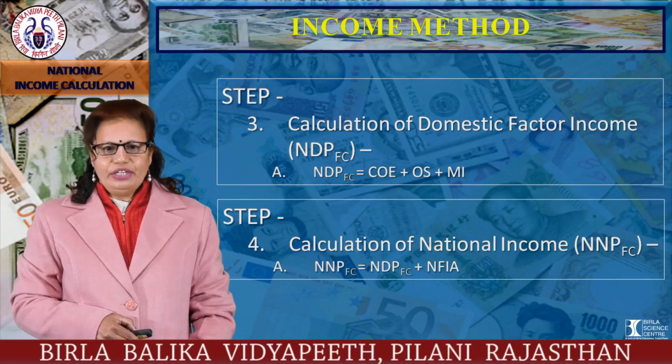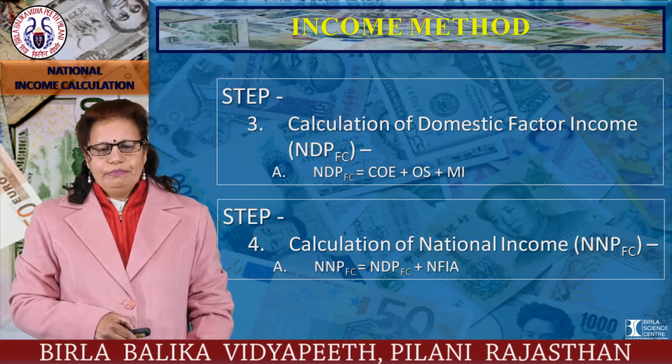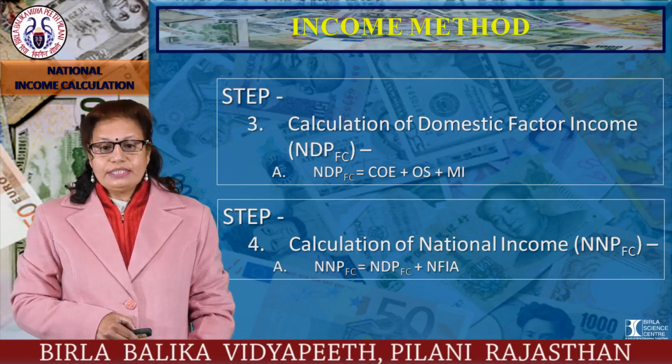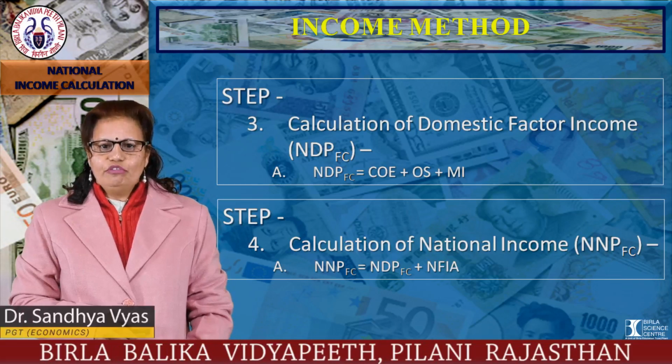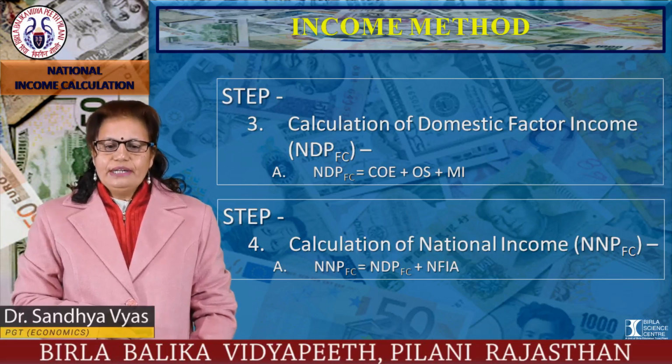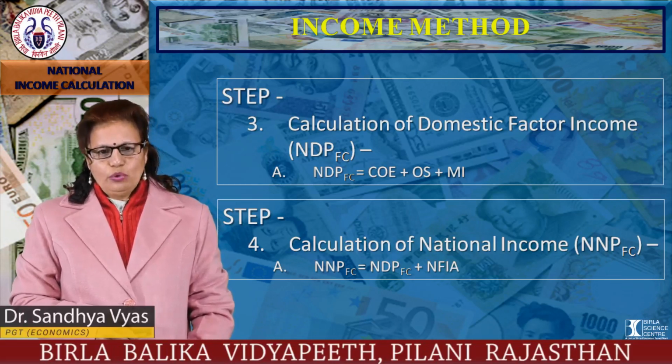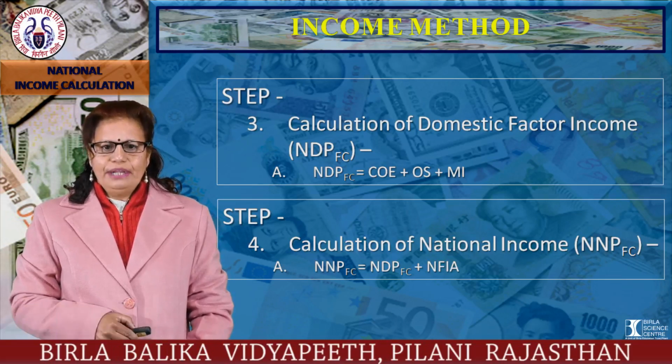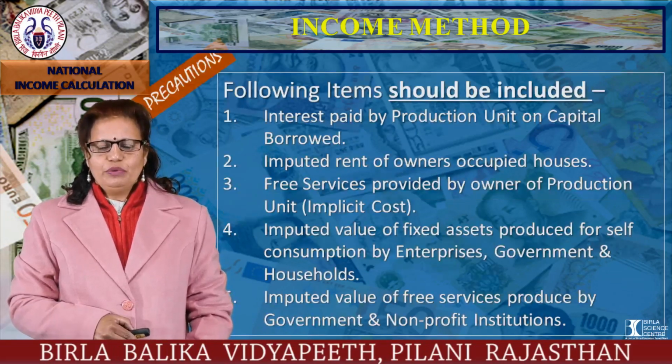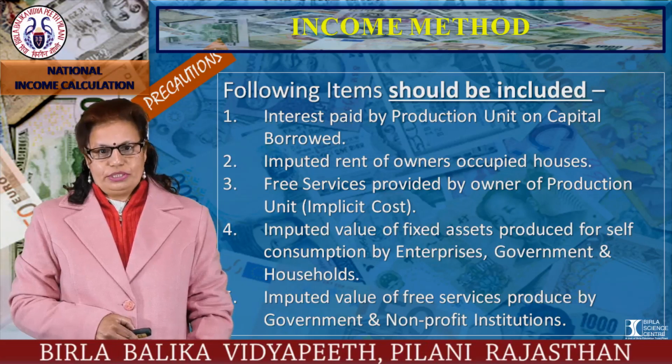Now to get national income, that is the fourth step, you add NDP at factor cost plus NFIA, that is net factor income from abroad, and you will get national income. So it is denoted as NNP at factor cost. Now we have to keep in mind some of the precautions.